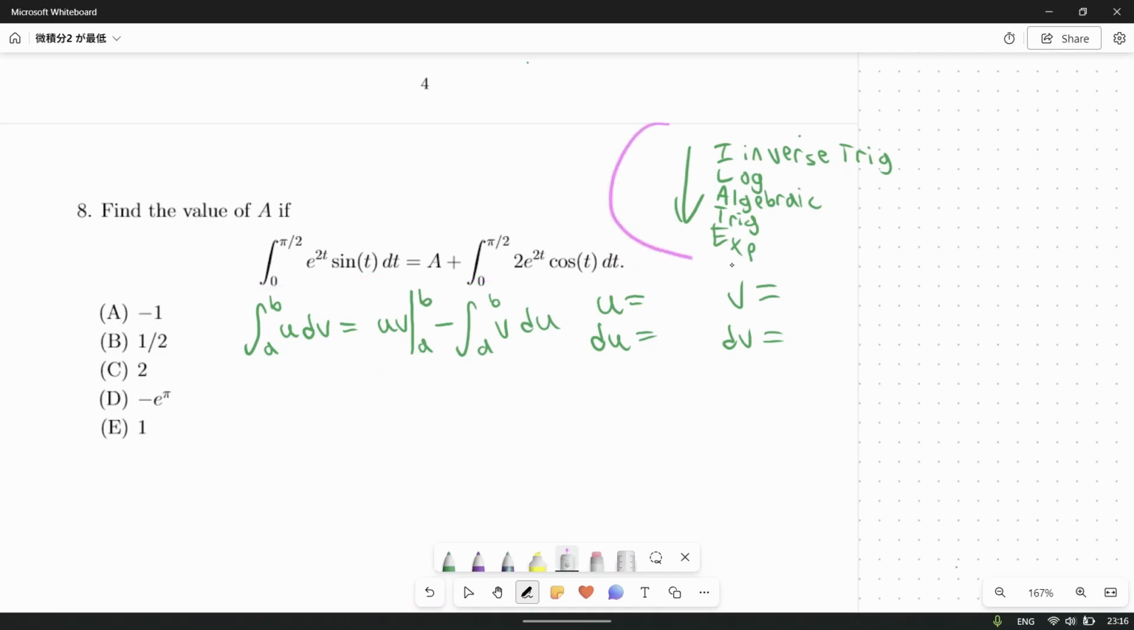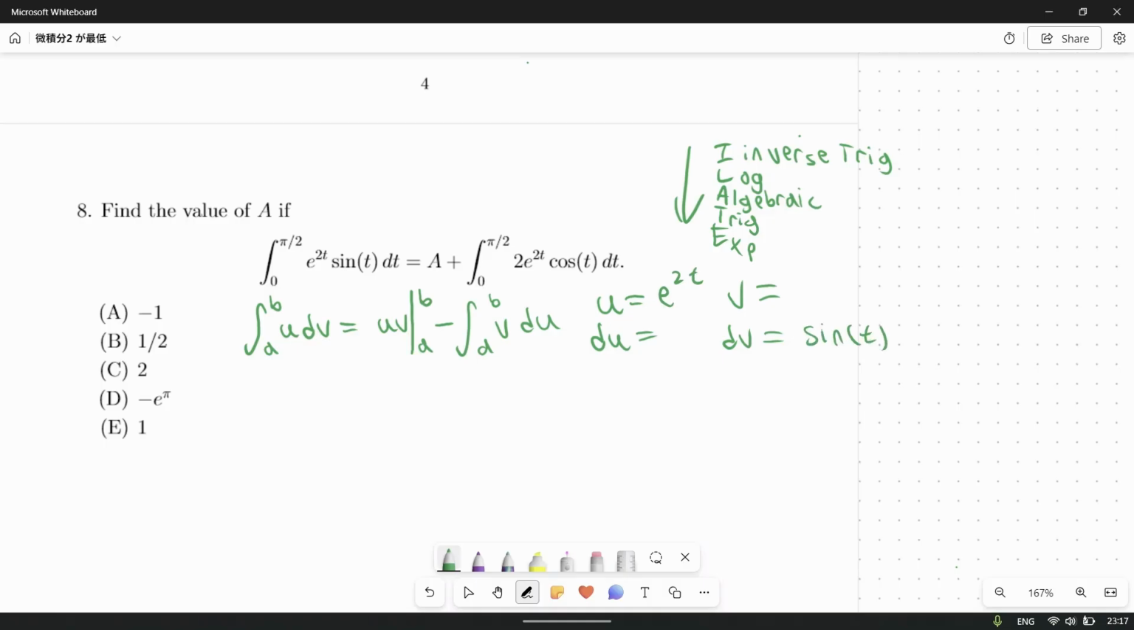So usually I would follow this procedure. But in a case like this, where you have an exponential as well as a trigonometric, you can kind of break the rules a little bit and not follow it. And so I'm actually going to do that for this question and set u equal to e to the 2t. And then I'm going to set dv equal to sine of t.